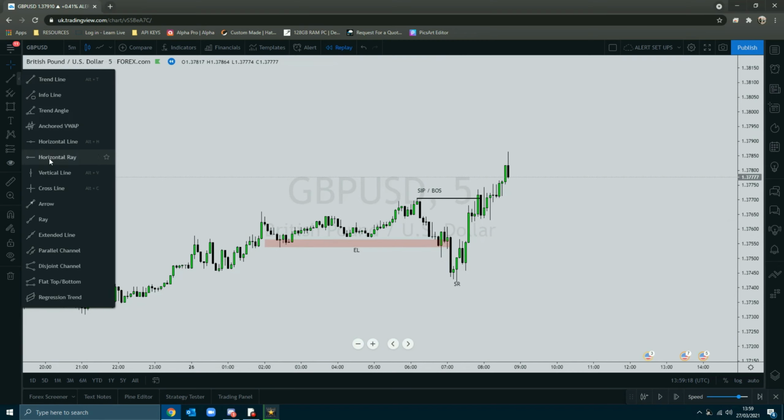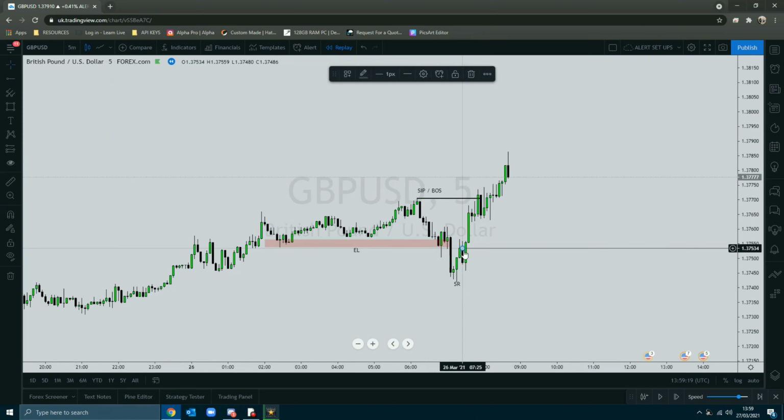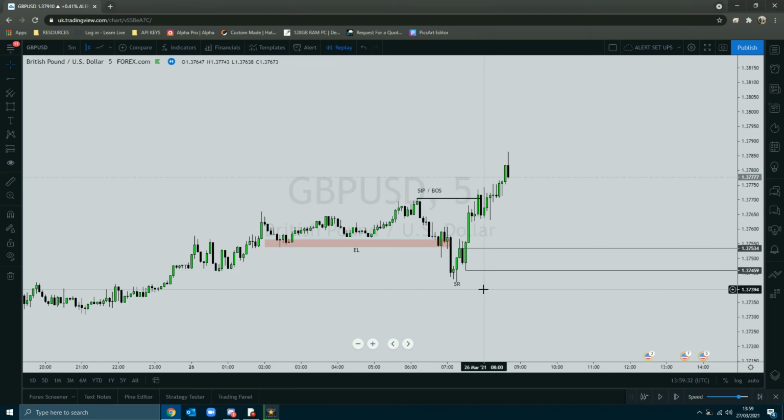So if I drop a horizontal ray right on the body of that, so I'm not looking at the wicks, I'm looking at the body, and that's what I'm interested in getting in on. If I'm looking for an entry, my stop loss is going to go below the wick, the lowest wick of that load level itself, so that swing point. Okay, I want my stop loss below there. Now you can give it a little bit more of a gap if you want, just to give it a little bit more breathing space. But now let's talk about where we are trying to get to in terms of targets.